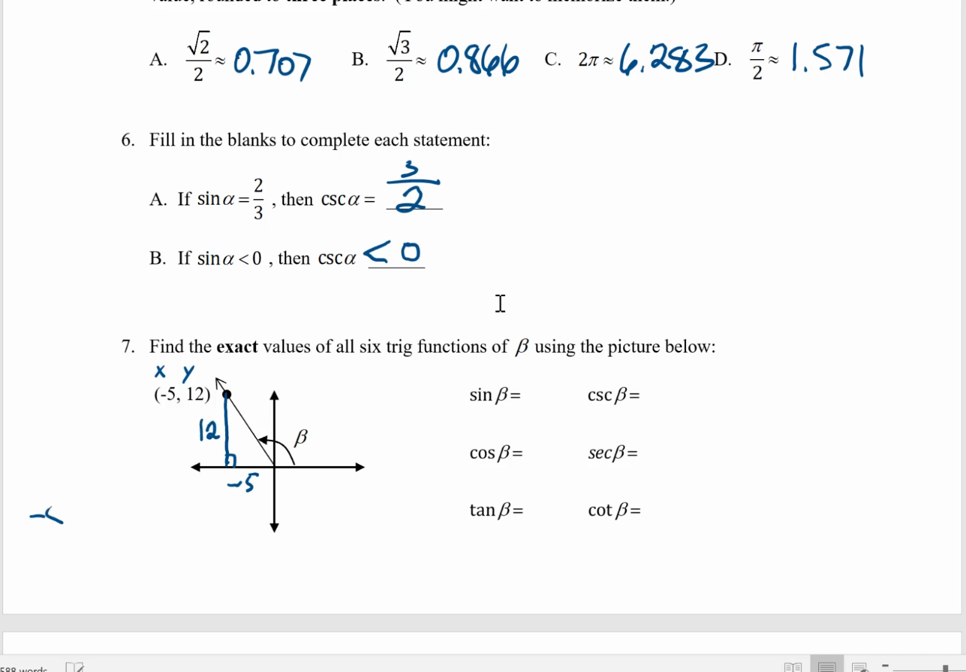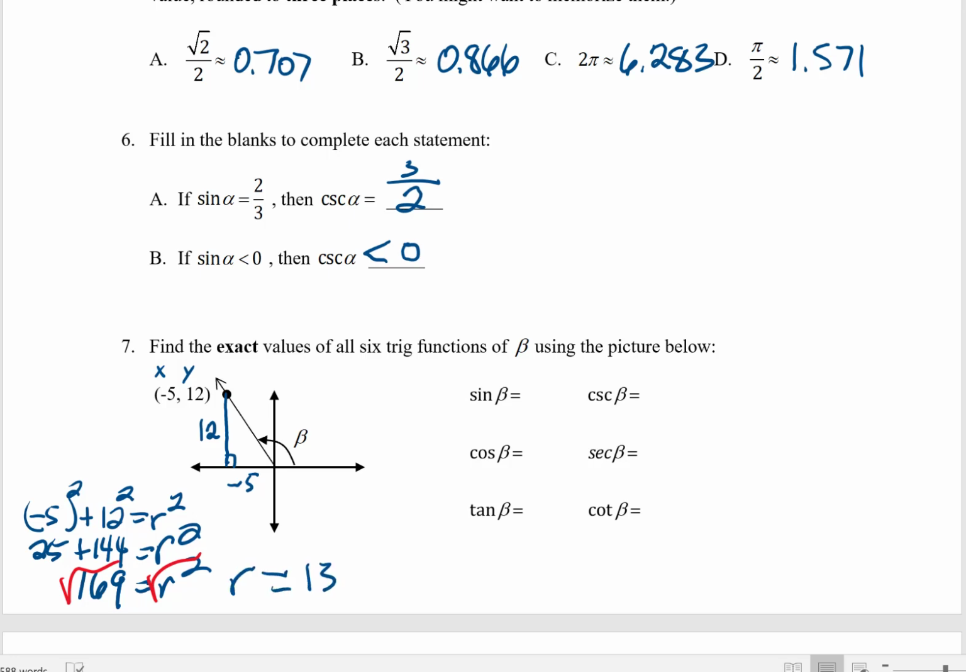To determine the r, just use the Pythagorean theorem. So -5 squared plus 12 squared equals that r squared, r being the hypotenuse. This is 25 plus 144, which equals 169. And this one actually comes out nice. When you square root both sides, square root of 169 is equal to 13. Remember, r is always positive. It's a positive distance.